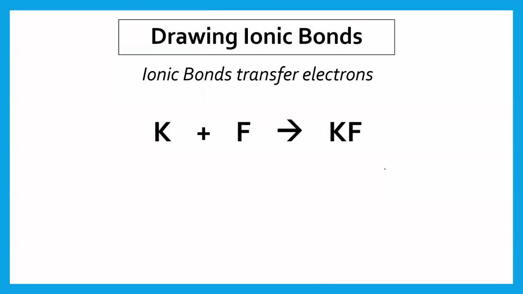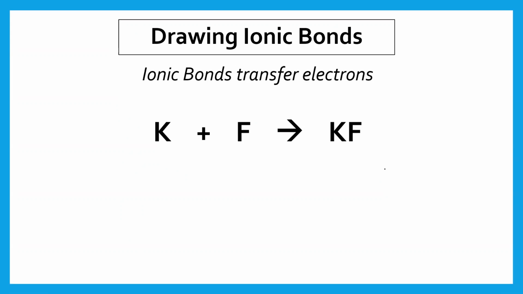Moving on to ionic bonds. We said ionic bonds transfer electrons. So we're not going to show a circling because they're not shared. We're actually going to use an arrow to show where the electron moves to. And this is really the first time that you are truly representing an ionic bond.